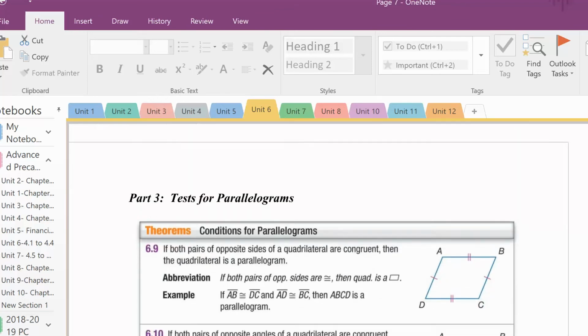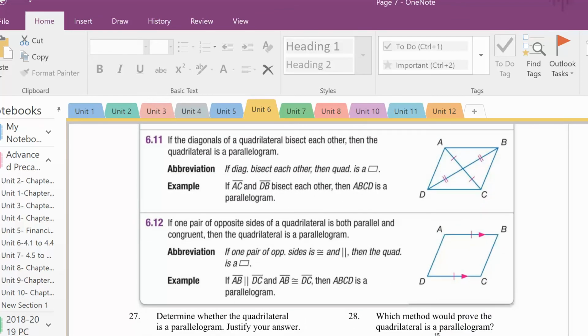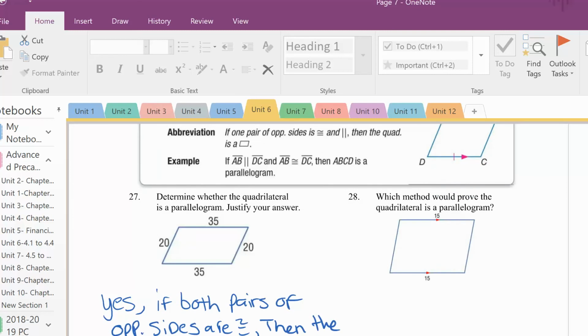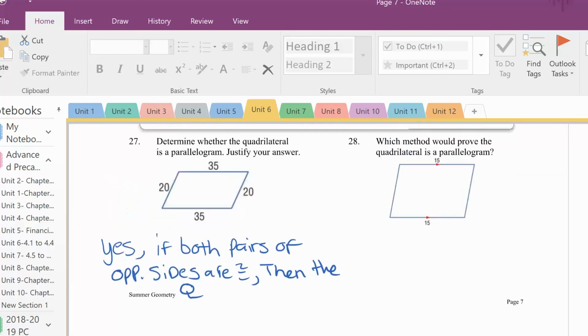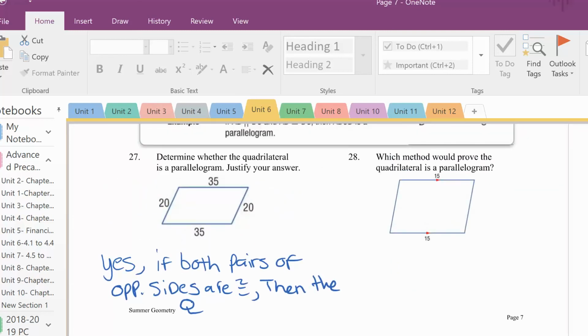So here we'll look at the next thing here. It says determine whether the quadrilateral is a parallelogram. Justify your answer. So here we notice that the opposite sides are both congruent, both pairs. So the answer is yes, it is a parallelogram. If both pairs of opposite sides are congruent, then the quadrilateral is a parallelogram.